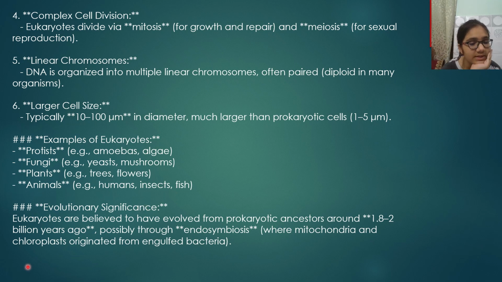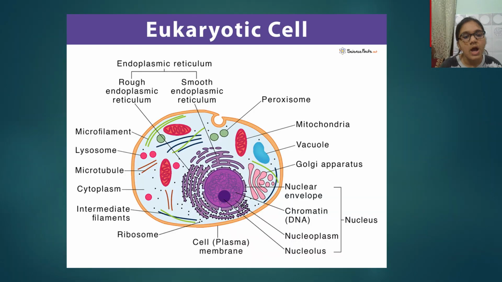अब इसका हम अगर देखें evolutionary significance, eukaryotes are believed to have evolved from prokaryotic ancestors around 1.8 to 2 billion years ago. Means इतने पुराने हैं वो. Eukaryotes are believed to have evolved from prokaryotes around 1.8 to 2 billion years ago. So this was all about eukaryotic cells.